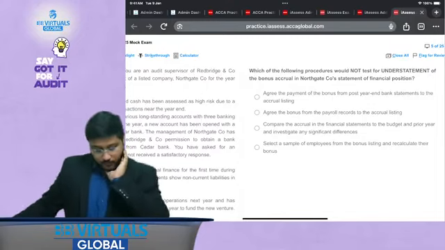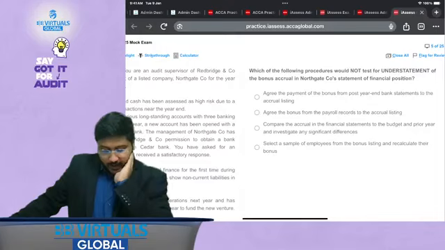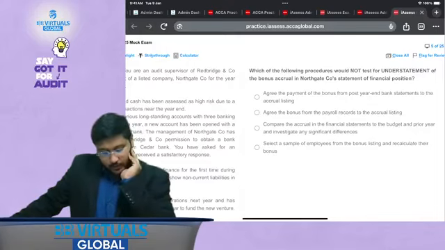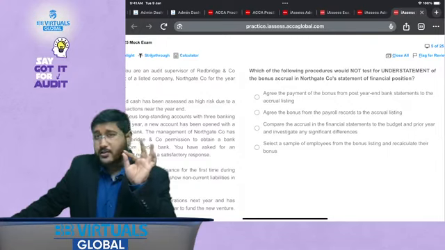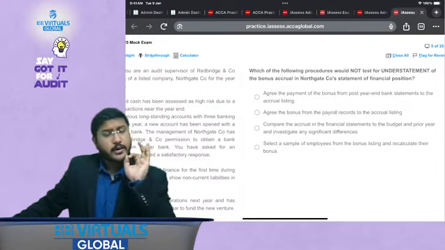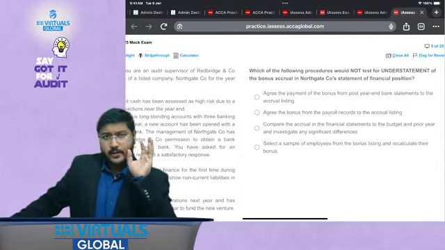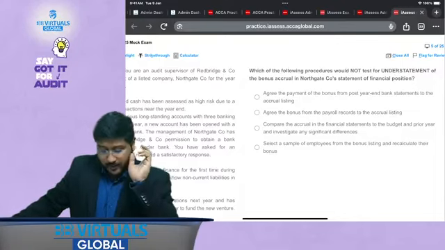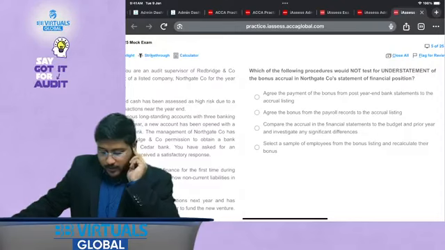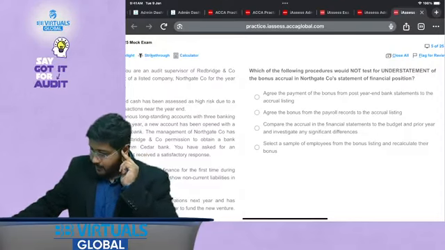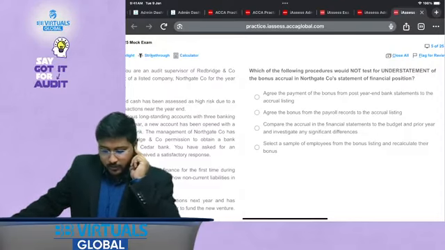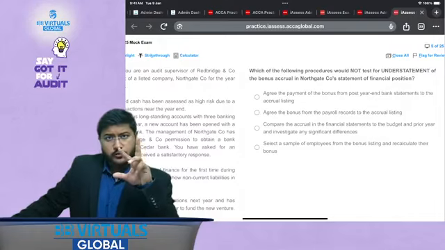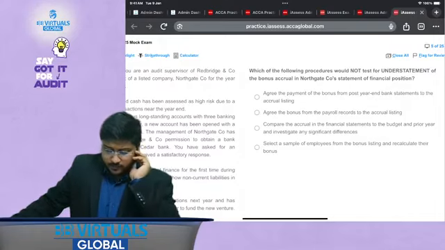So see, we have to discuss one thing, that which one would not account for understatement. So for understatement, the assertion is completeness, right? If we have to check for understatement, the assertion that we are trying to address is completeness. Now we have to see which of the following options do not address the assertion completeness. Agree the payment of the bonus from year-end bank statements to the accrual listing, and agree the bonus from the payroll records to the accrual listing. Both of these address the completeness assertion.